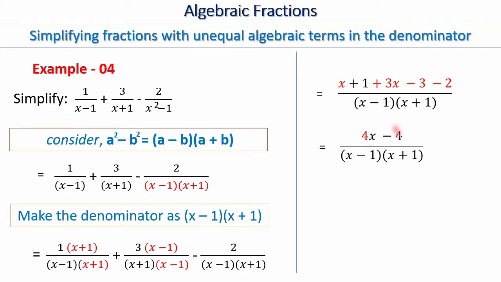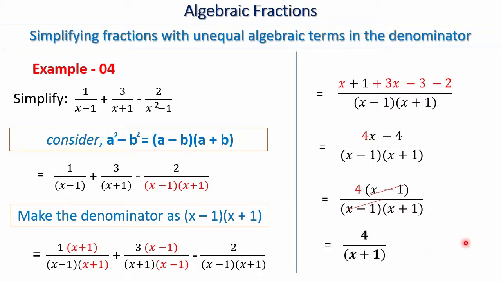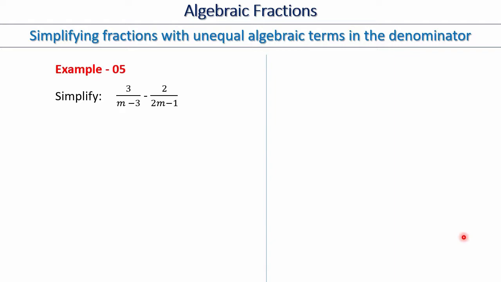Now in this case 4 is common, so I can rewrite this with 4 as common, so therefore x minus 1 here. If you consider these two, this x minus 1 and here the x minus 1, both you can simplify, then the final answer becomes 4 upon x plus 1. The same method we are following for each example. Next example.